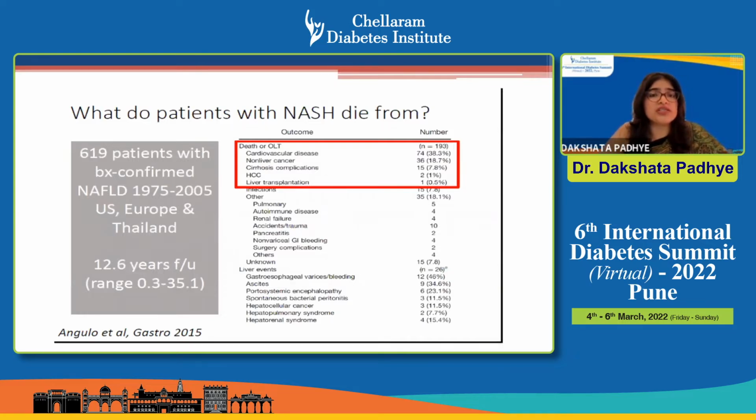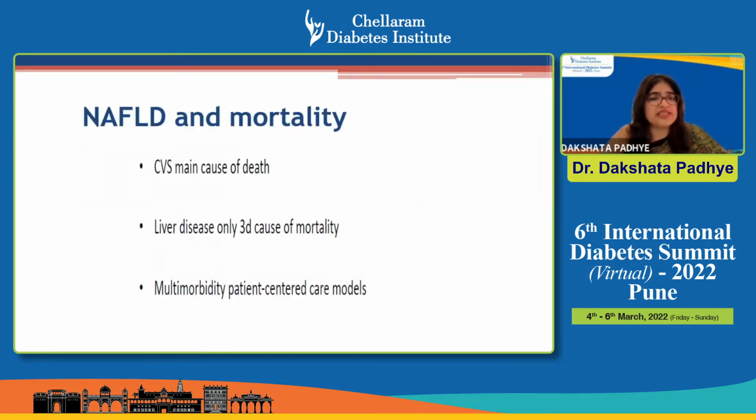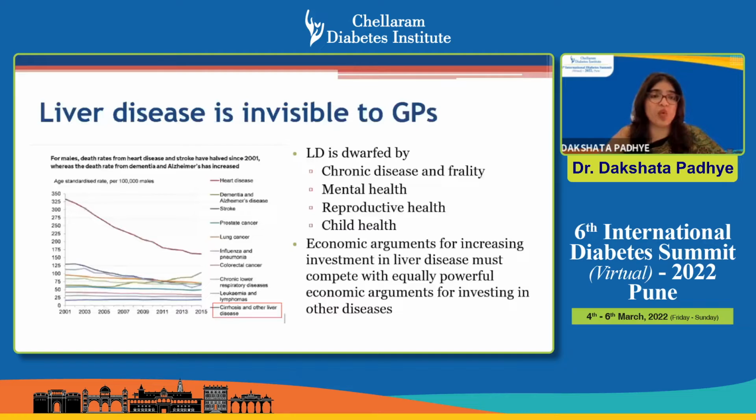And what do patients with NASH die from? This is a very good study. 619 biopsy-confirmed NAFLD patients were monitored for 12 years. The major cause of mortality, almost 38%, was cardiovascular disease. Other causes, non-liver cancers, were 18%, and cirrhosis complications or probably HCC was very low. So in NAFLD, cardiovascular disease is always the main cause of mortality. Liver disease is only the third cause, and a multi-morbidity, patient-centric care model is very much required.